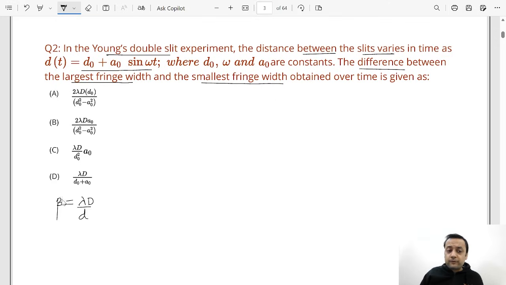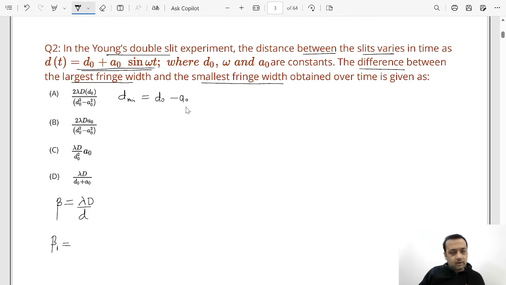All right, so if you have to find the maximum value of beta, let us say the maximum value of beta is beta 1. So clearly, if you want beta to be maximum, then small d should be minimum. And you can see in this function, small d will be minimum when sine omega t becomes -1. Yes or no? That means d min will be d naught minus a naught. Hence beta maximum, which is beta 1, is lambda capital D upon d naught minus a naught. Yes or no? Similarly, suppose I want to find the minimum value of beta.